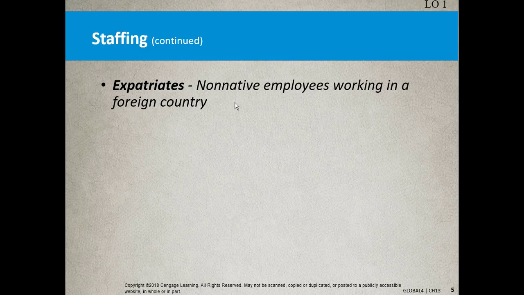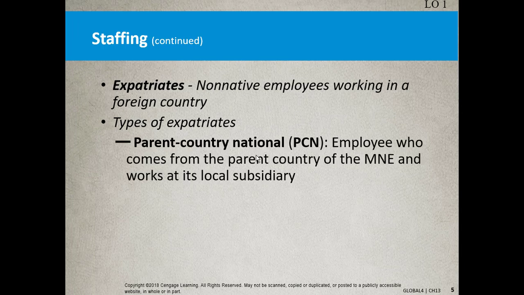We've got to pay for the kids' education. His wife is going to be compensated for having to uproot. So that would be an example of an expatriate, and we'll talk more about that. There are different types of expats. So you have the parent country national expat. The example of Ariel I just gave you would be that. Employee who comes from the parent country of the multinational and works at its local subsidiary. The example I gave you is Barcelona.